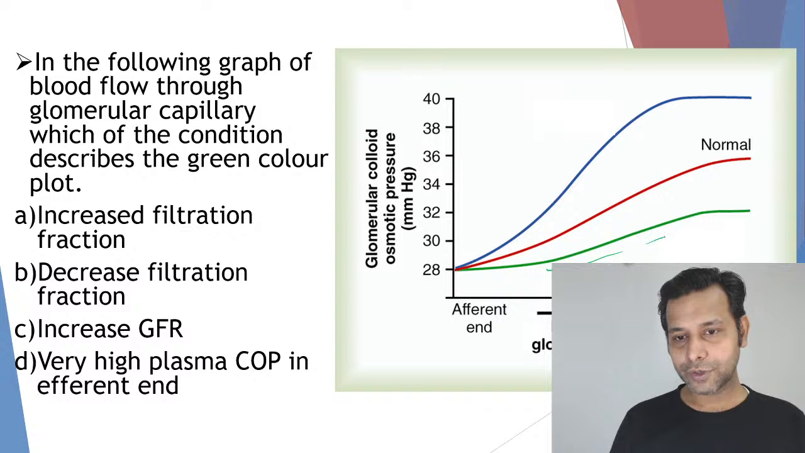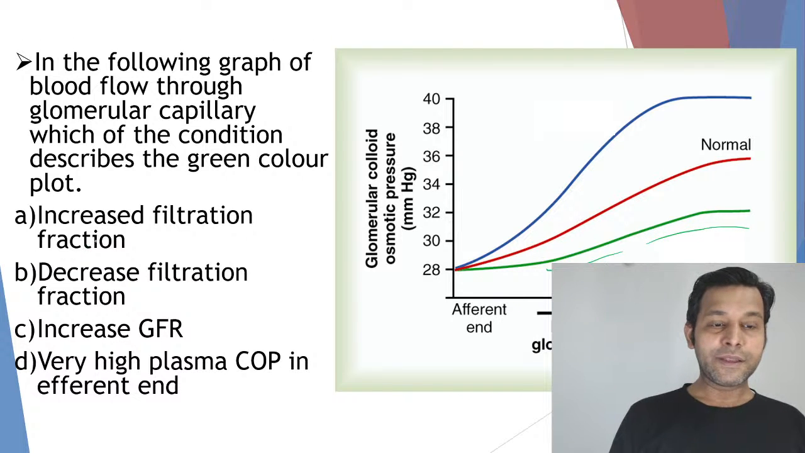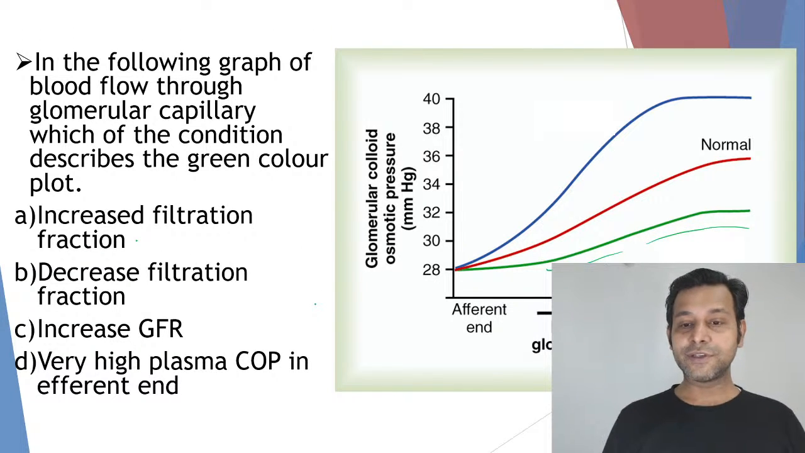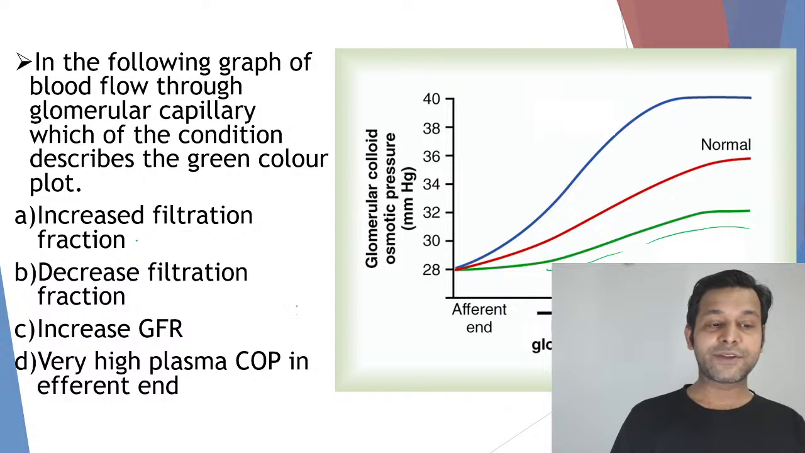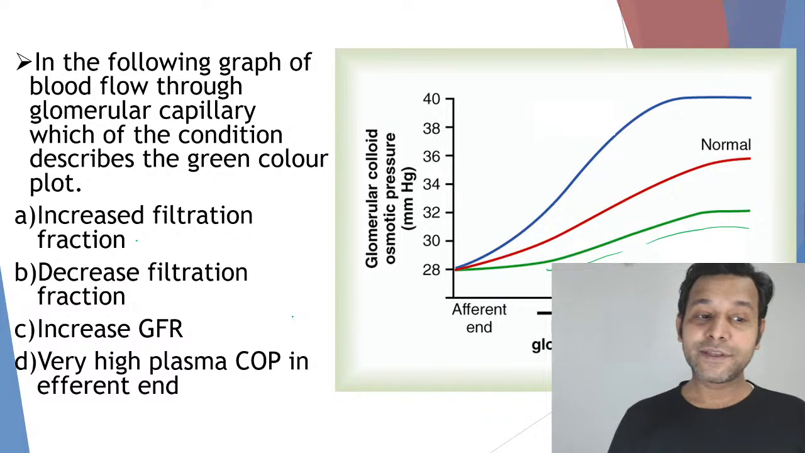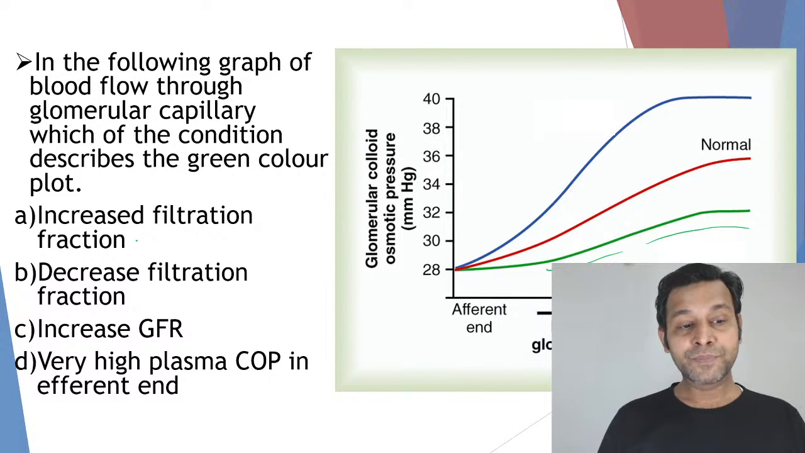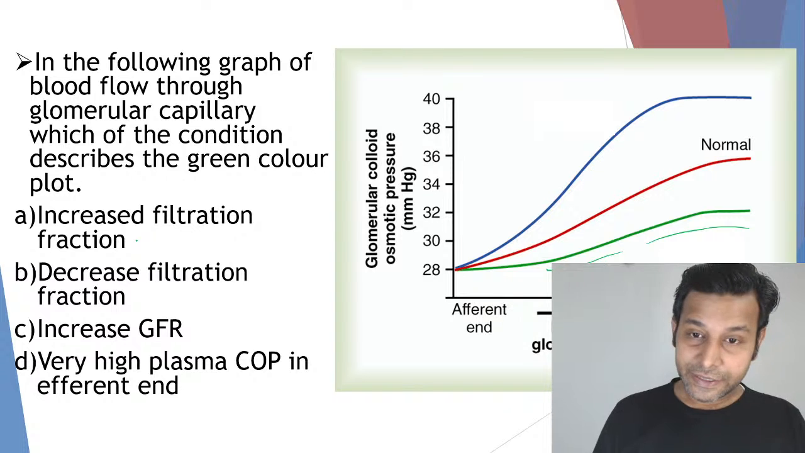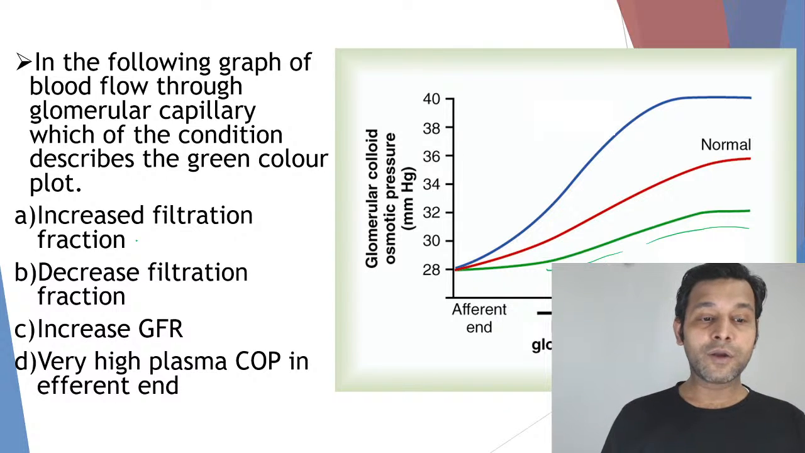The green color plot. Does the green line indicate increased filtration fraction? Does it indicate decreased filtration fraction? Is there an increase in GFR or very high plasma COP at the efferent end?